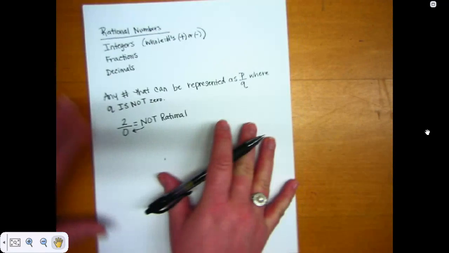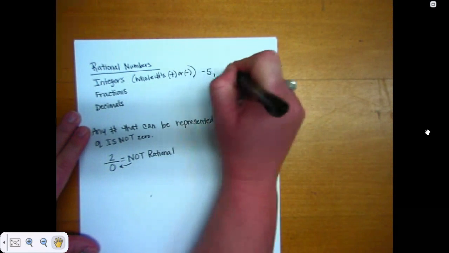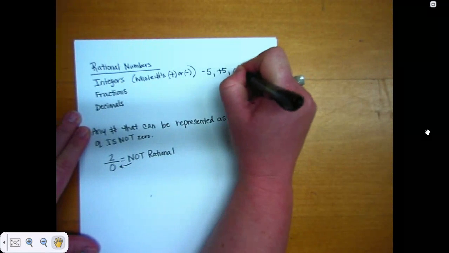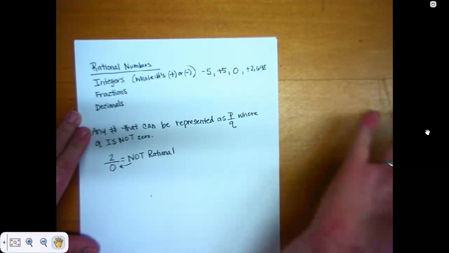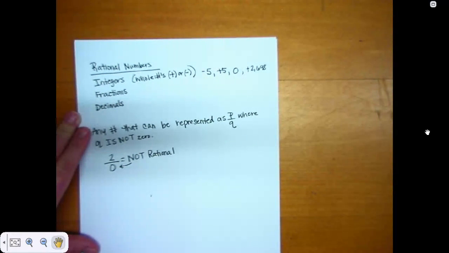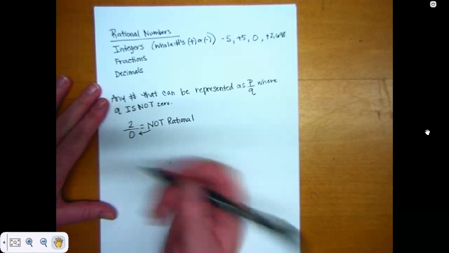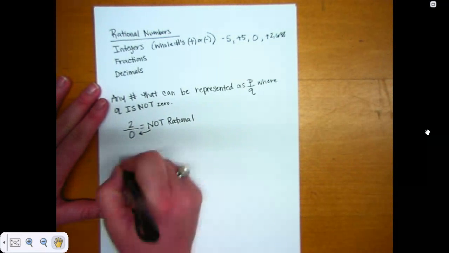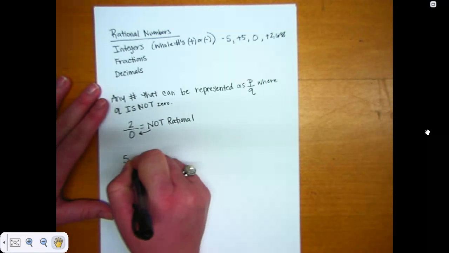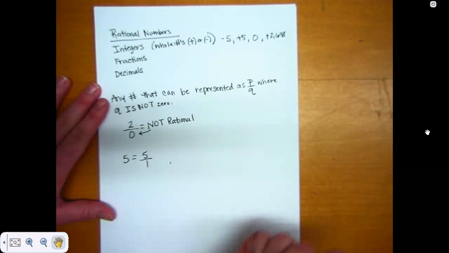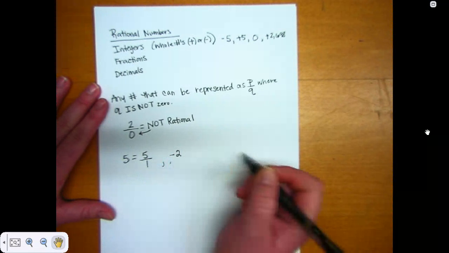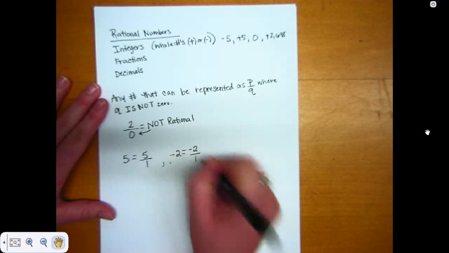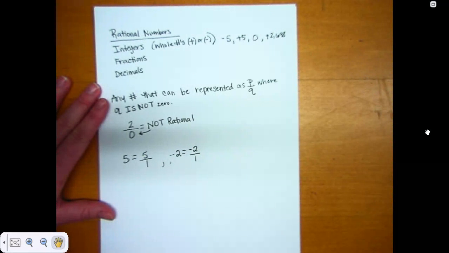So examples of rational numbers could be -5, +5, 0 is an integer. You could do positive 2,698. I mean, any number that you can find on a number line that is negative or positive and is a whole number is a rational number, because whole numbers can be represented as a fraction. So if I have 5 and I want to see it as a fraction, I would do 5 over 1. Right, Allie Bell. If I wanted to represent -2 as a fraction, it would be -2 over 1. So I can make any whole number a fraction.